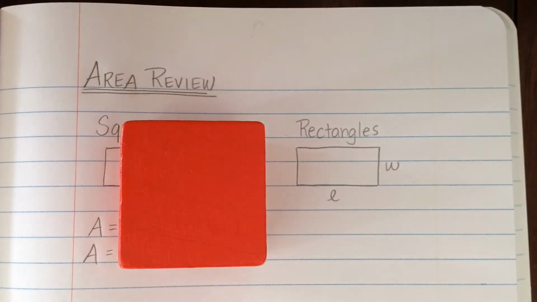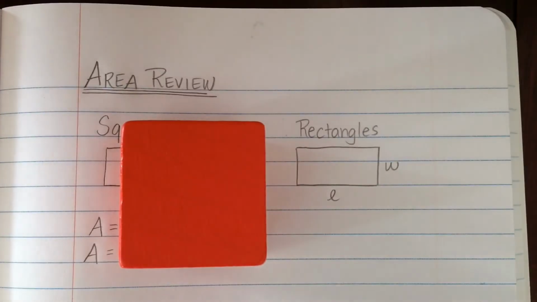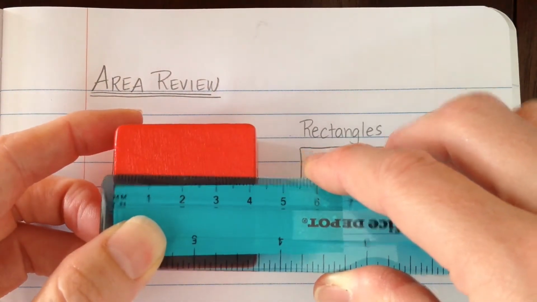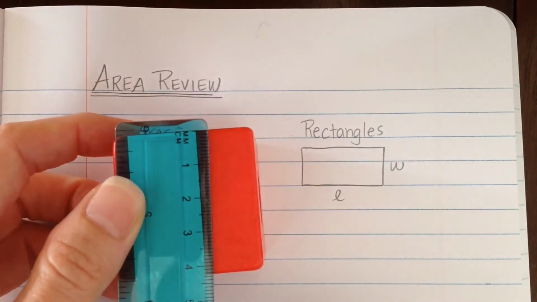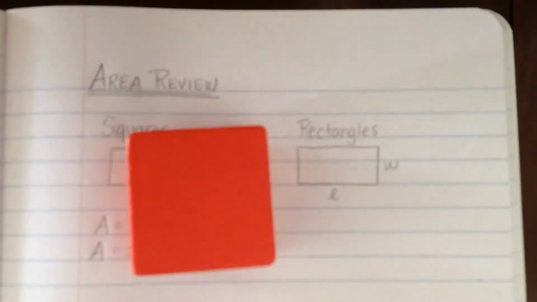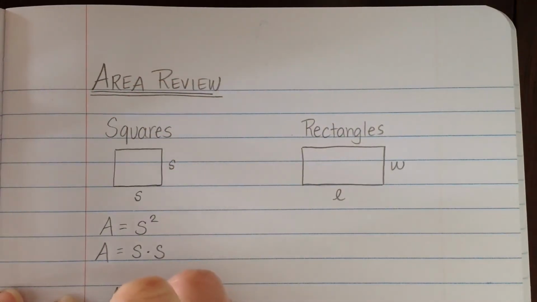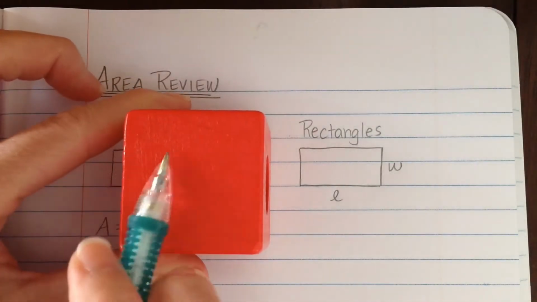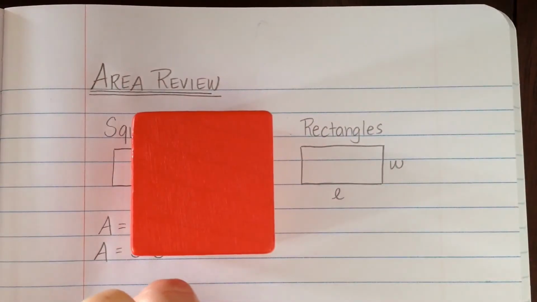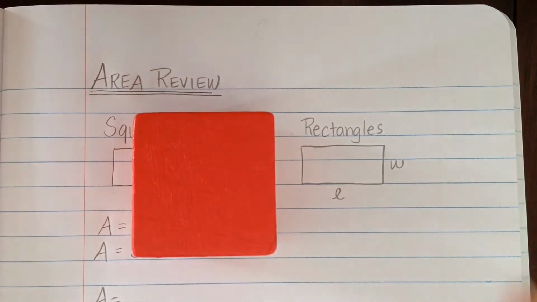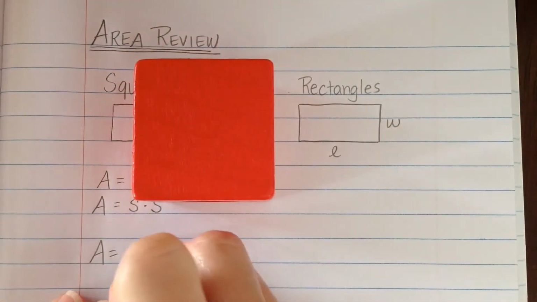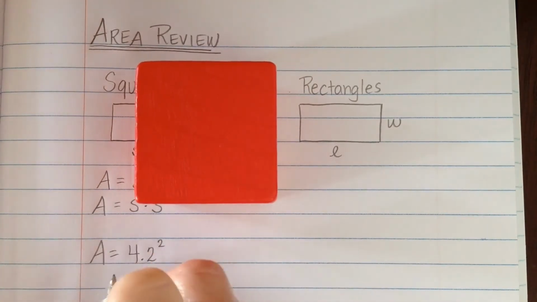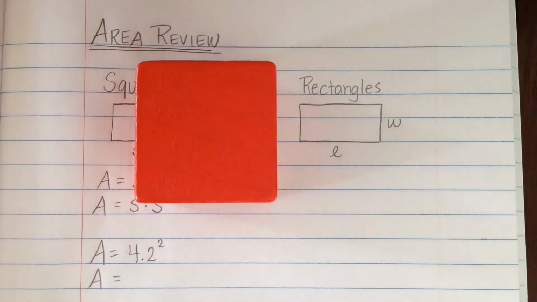Let's see here. Let's use centimeters, I think. So if we do centimeters, we get about 4.2 centimeters, and then again 4.2 centimeters. So good, this is a perfect square. All right, so if our square is 4.2, to find the area of this red square, I'm going to do 4.2 squared, or 4.2 times 4.2, and this is centimeters.